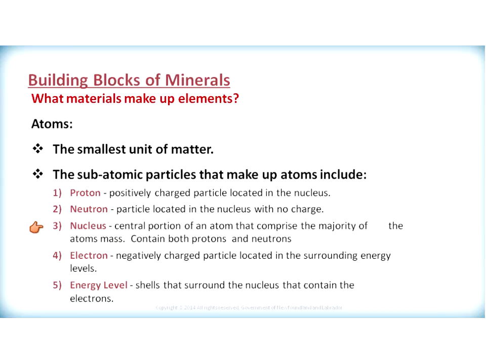The nucleus of the atom is a central portion of the atom that comprises the majority of the mass and also contains the protons and neutrons. Surrounding the nucleus, we have electrons, which are negatively charged particles located in energy levels. And the energy levels are shells that surround the nucleus, which contain or hold the electrons.